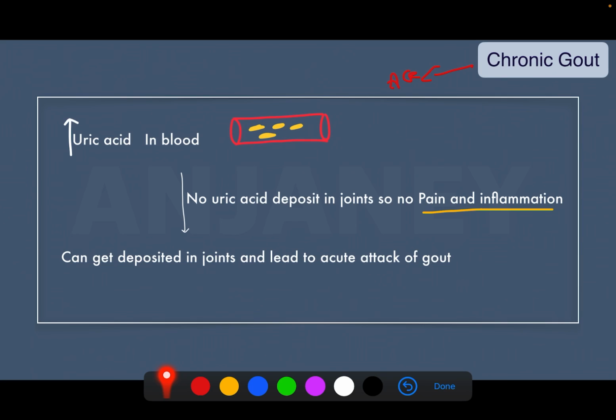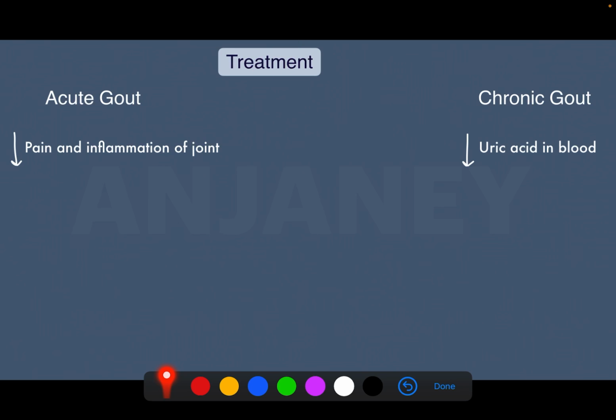So we have to treat this condition also. Right now chronic gout is not harmful, it is not causing any pain, but if this uric acid goes inside the joint, it will cause acute episodes of gout, right? So what should be the treatment? In acute gout, the neutrophil is causing havoc, right? Pain and inflammation. So we're going to decrease pain and inflammation in acute gout. In chronic gout, we really don't have any problem. Uric acid is just there in the blood, okay? So we just have to reduce that uric acid inside the blood so that it doesn't go into the joint and cause acute gout.